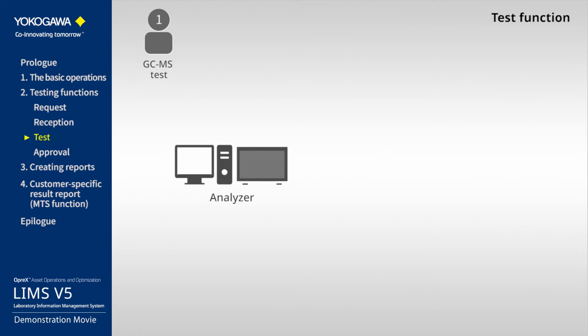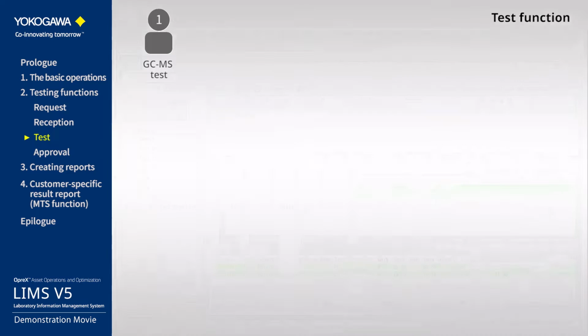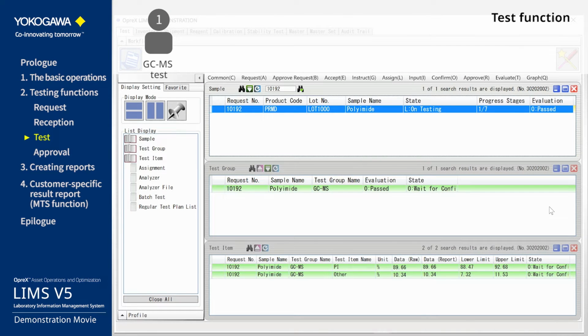Test Staff 1 uses an analyzer to perform testing. OpreX LIMS has an extensive track record of connections with a wide variety of analyzers. The test results are imported from the analyzer connected to OpreX LIMS via the network. Here on the screen, the test results imported into the OpreX LIMS database via the network are now displayed as raw data.